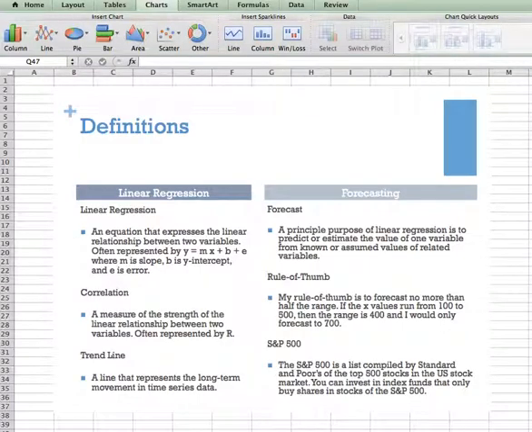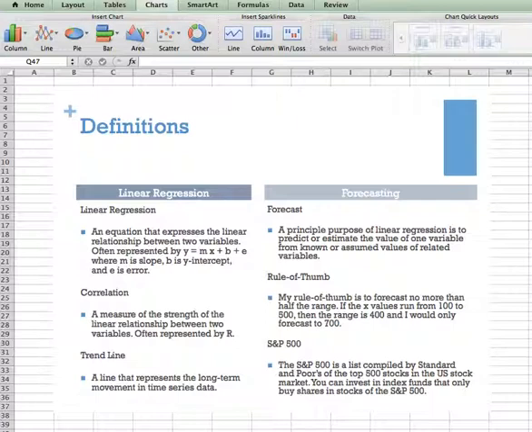Let's begin with definitions. First, linear regression is an equation that expresses the linear relationship between two variables. It's often represented by y equals mx plus b plus e, where m is the slope of the line, b is its y-intercept, and e is the error term, if any. Correlation is a measure of the strength of the linear relationship between two variables. This is often represented by R. Trend line is a line that represents the long-term movement in time series data.